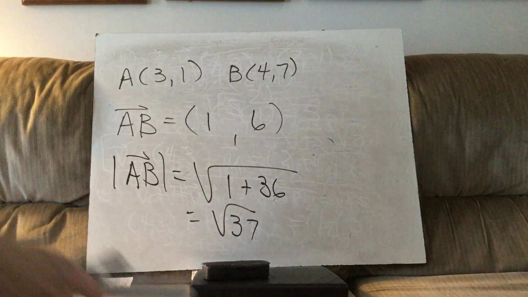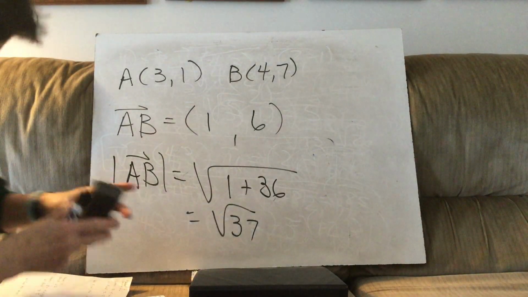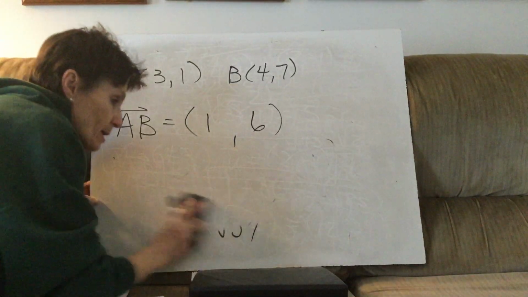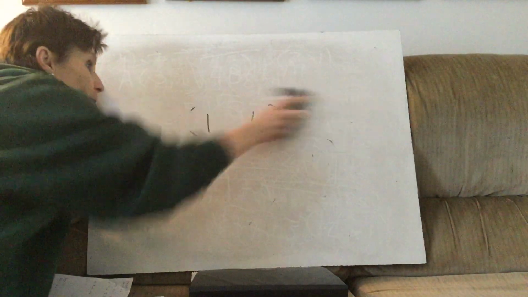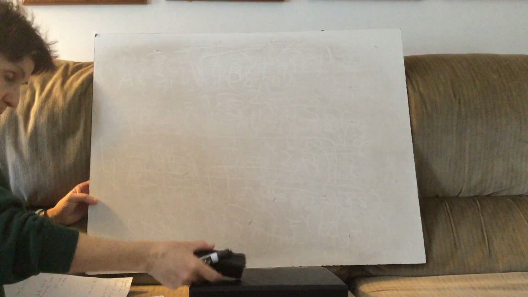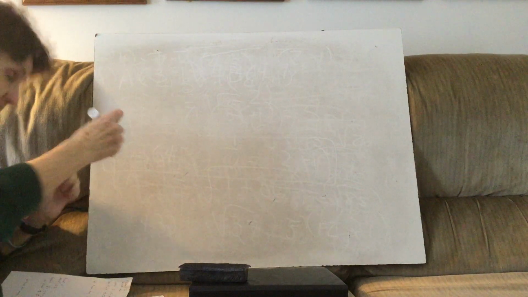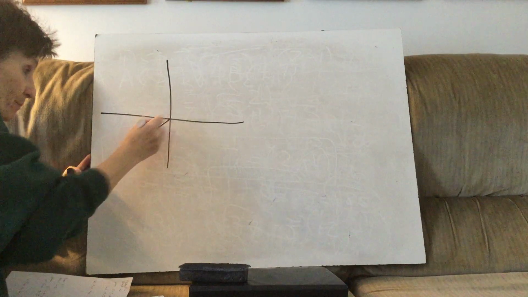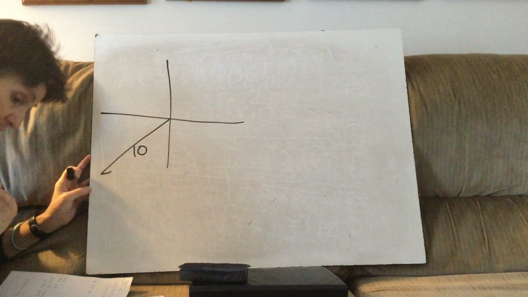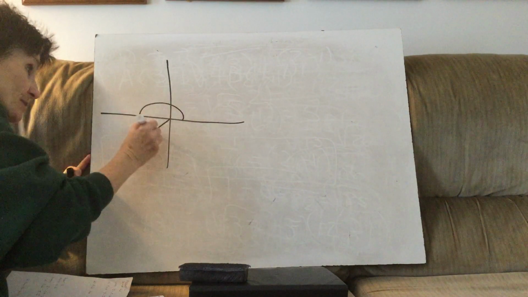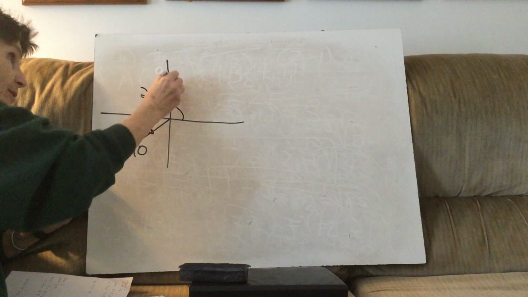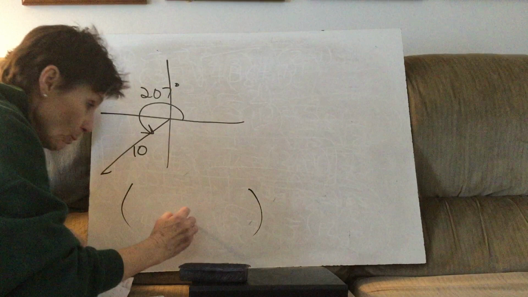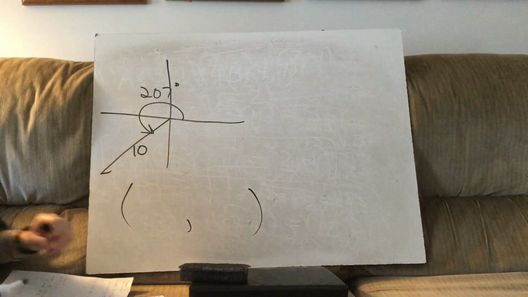Now the next one, we need to find the components again. So we're looking for this again, but this time we have a picture. We're not starting with ordered pairs, we're starting with a picture. So here's the scenario. The vector is 10 units long, and its direction angle is 207 degrees. And we are going to come up with x and y.